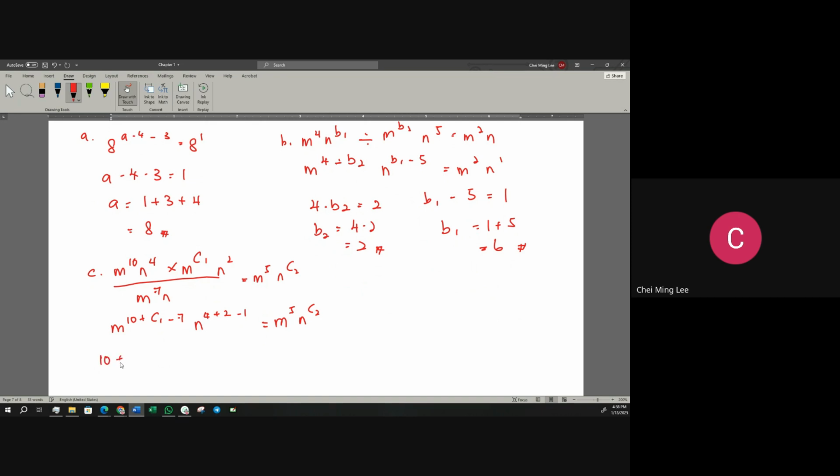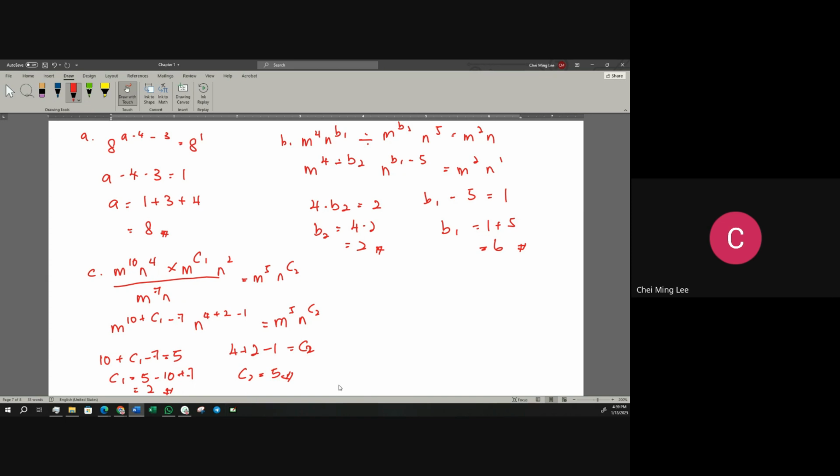So 10 plus C1 minus 7 equals to 5. Everything move to the right. Right, C1 equals to 5 minus 10 plus 7. So equals to 2. While this one, 4 plus 2 minus 1 equals to C2. So C2 equals to 6 minus 1, 5. Okay.